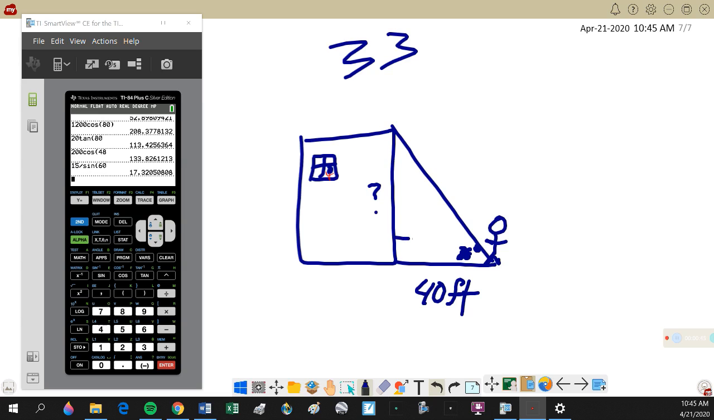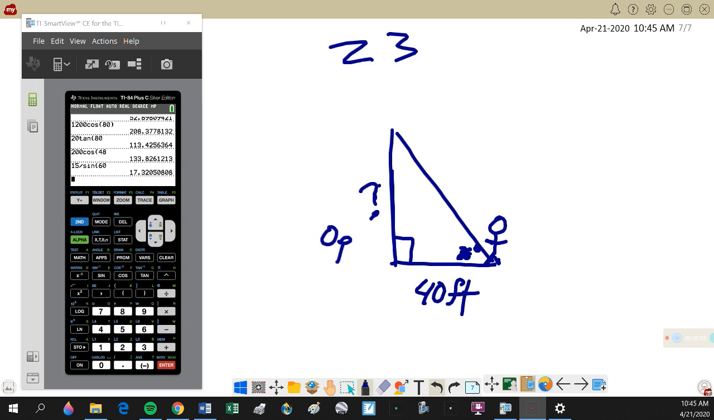Well, we can simplify this down to a right triangle trig problem. We can get rid of the building and just look at the triangle. And the two sides that we're dealing with are the opposite side and the adjacent side.